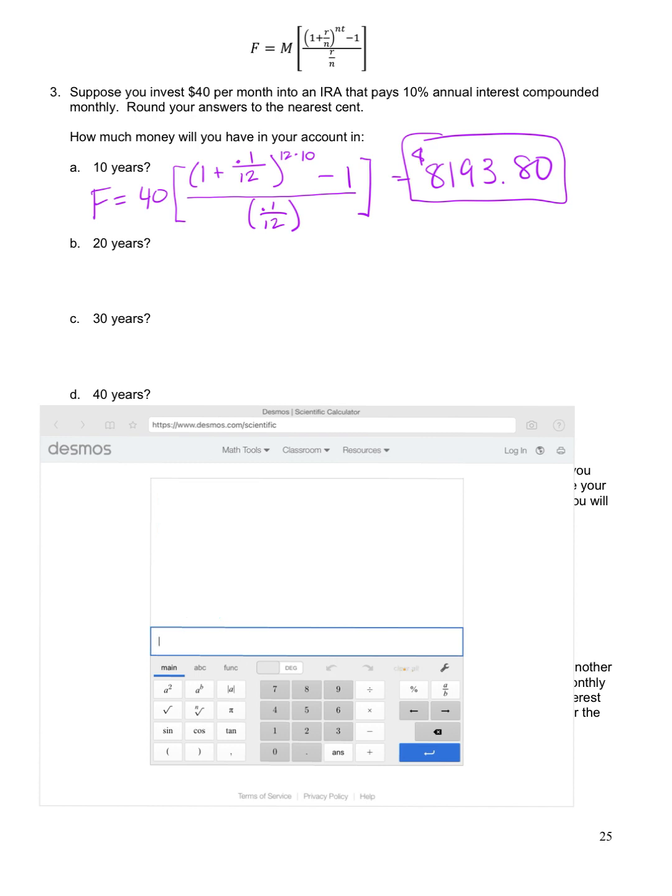Next, I'm working on the same problem. All the parameters are the same, except I'm going to change the number of years from 10 to 20. So my future value is going to be 40 times 1 plus 0.1 over 12 to the 12 times 20, minus 1, divided by 0.1 over 12. And we'll have the calculator do this again.